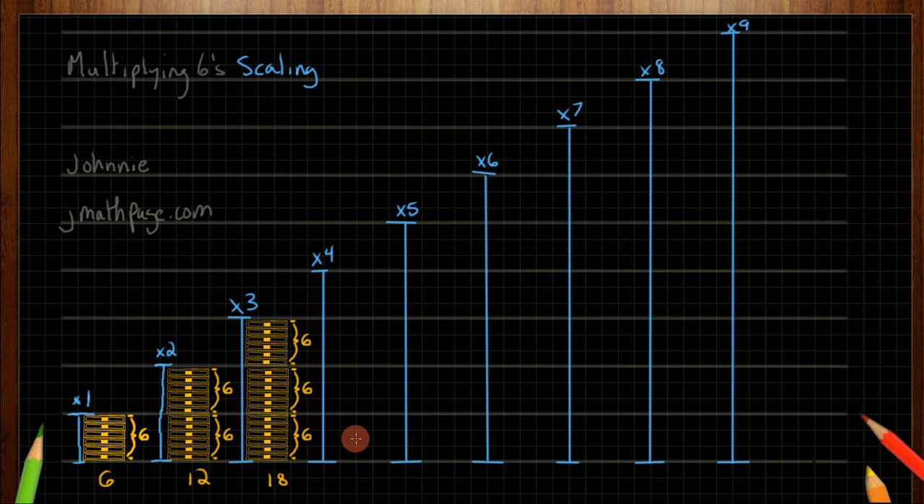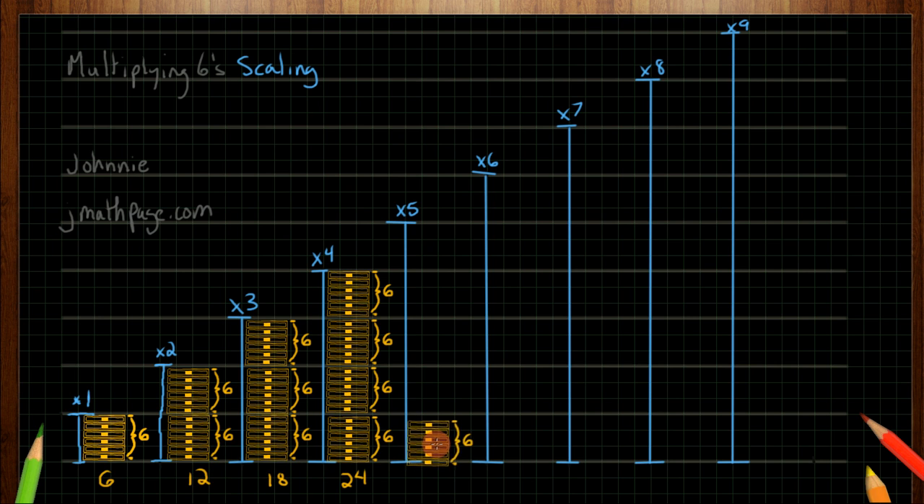What about 4 stacks of 6 boxes? 1, 2, 3, 4 stacks of 6 boxes. How many boxes altogether? 6, 12, 18, and 6 more, 24. 4 times as many boxes. 6 times 4 gives us 24 here. So 6 and 6 and 6 and 6. 24 boxes, which is 4 times as many boxes as 6.